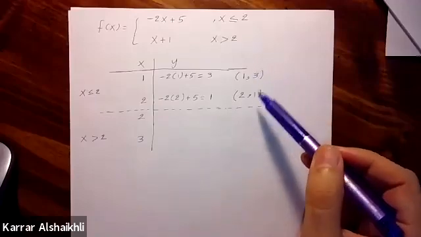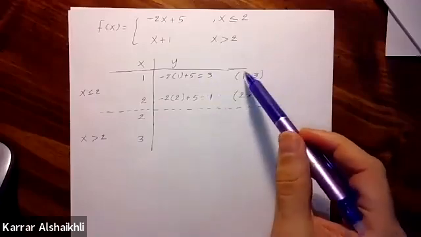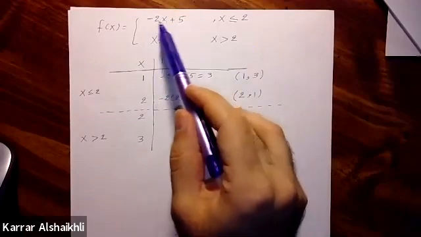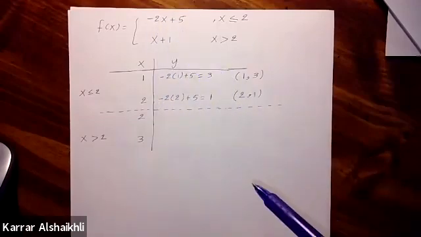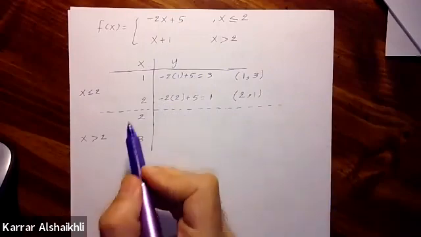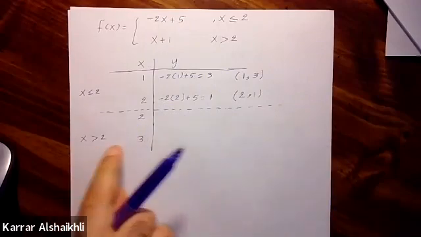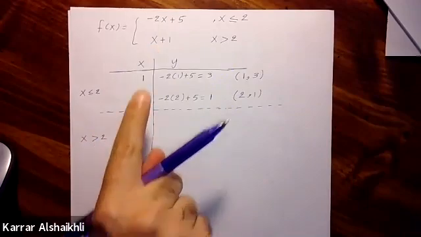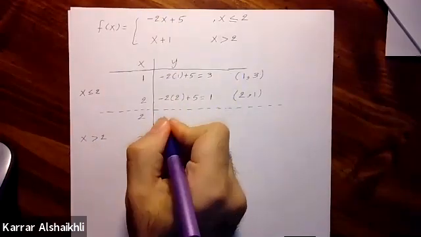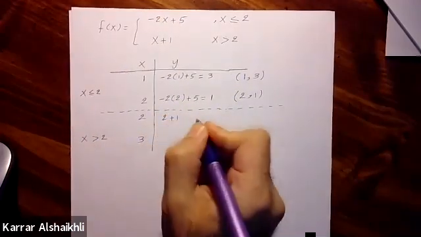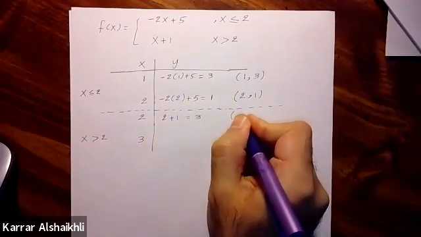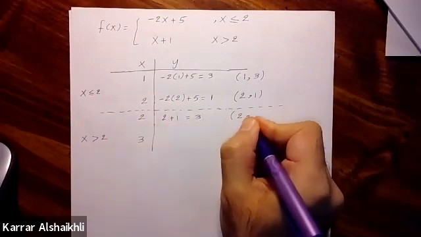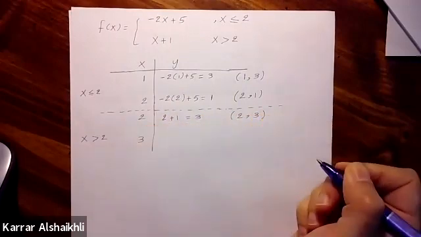We have 2 points. When we graph these 2 points, we're going to get the graph for the first piece. We're going to do exactly the same thing with the second piece. Plug in 2 now. We're working on the second piece, so we plug in 2 on the second part. 2 plus 1 is going to be 3. That means this point, the x is going to be 2, and the y is going to be 3.